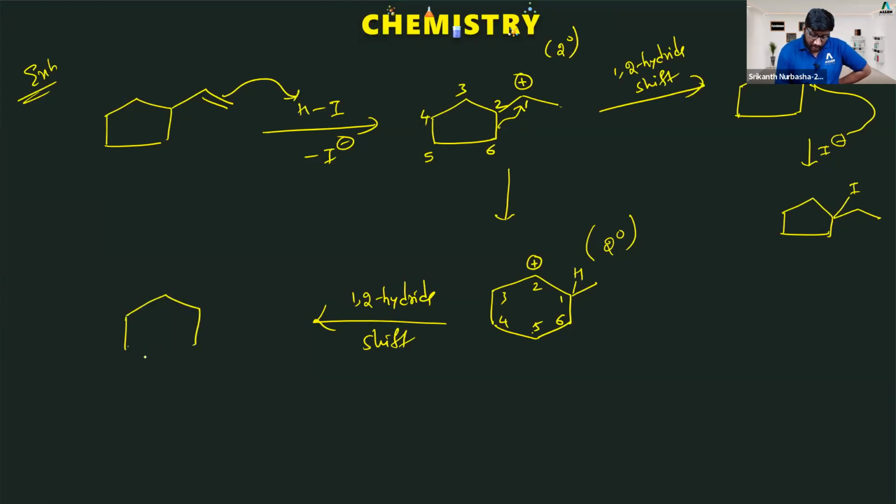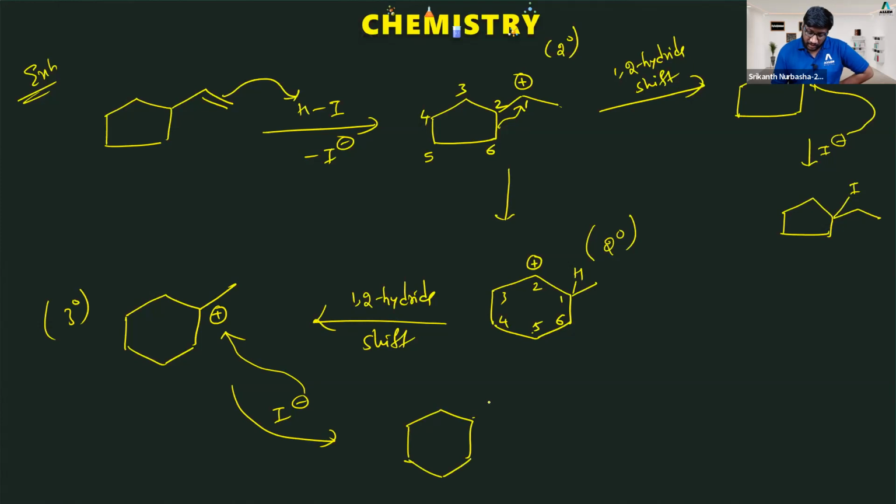You will be generating this type of intermediate. 6-membered ring, more stable carbocation, 3-degree carbocation. So this is the most stable carbocation obtained. Now the nucleophile comes into the picture. I minus is the nucleophile. I minus attacks this particular carbon, generating this particular alkyl iodide. Got it?